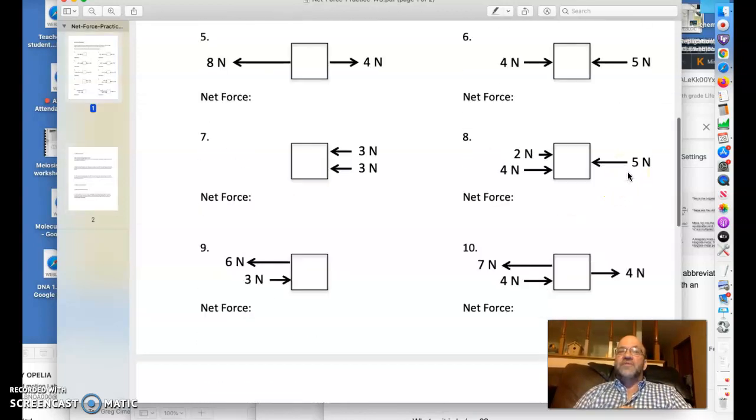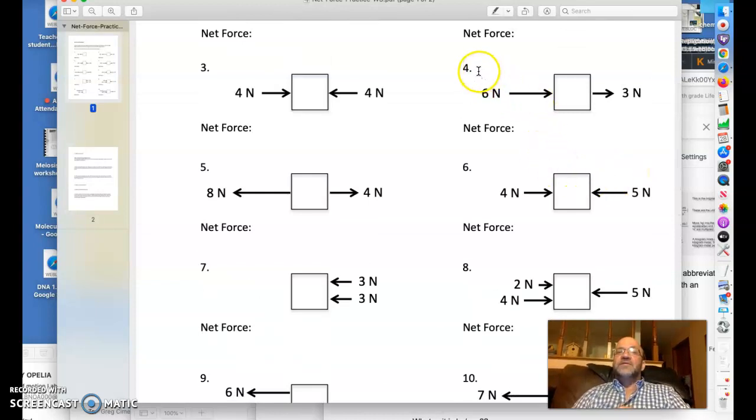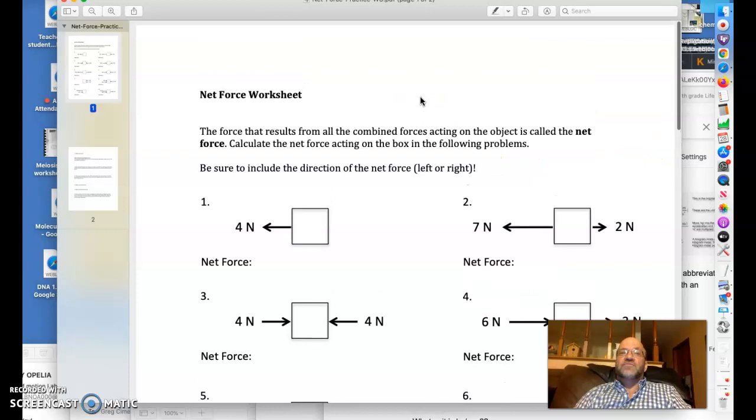Okay, let's try one more random one. Here is number 4. We have 6 newtons pushing to the right and 3 newtons pushing to the right. So we have 2 forces pushing on this box in the same direction. What is your answer for this? I'll wait. You're right again. 9 newtons to the right, and so the box will move to the right. So that's what you need to do with this worksheet here.